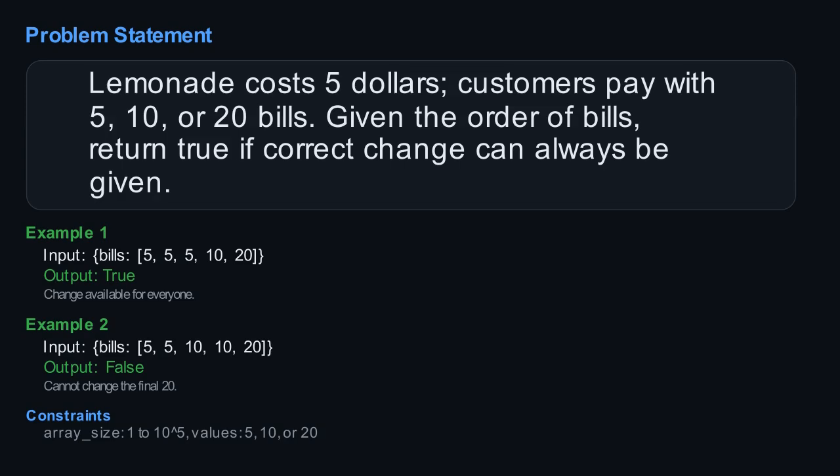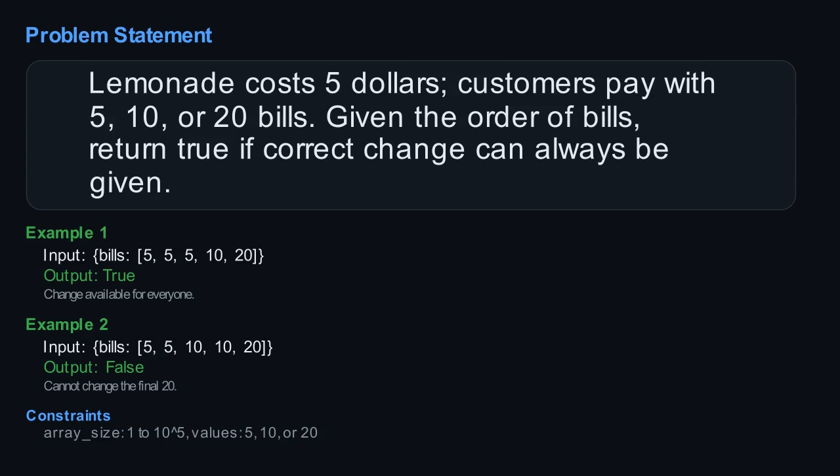The input to our problem is a list of numbers, representing the bills each customer pays with, in the order they arrive. The output should be simply true if you can successfully give change to everyone, or false if at any point you cannot. Let's look at an example. Suppose the bills are 5, 5, 5, 10, 20.